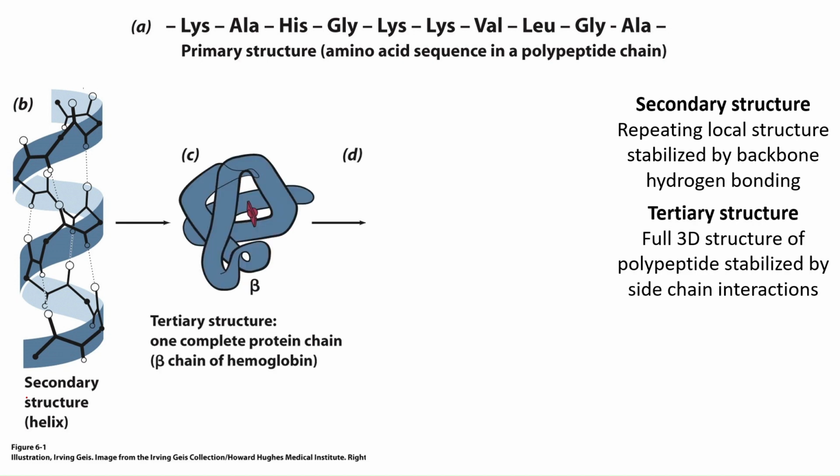The next level of structure is called the tertiary structure. This is a full three-dimensional structure of the polypeptide, and the tertiary structure is stabilized by interactions between the side chains of the polypeptide residues, as opposed to the secondary structure, which is stabilized by hydrogen bonding between the different parts of the backbone. The example given here for tertiary structure is one subunit of hemoglobin, the beta chain, and that contains a heme molecule on the inside of it in red there.